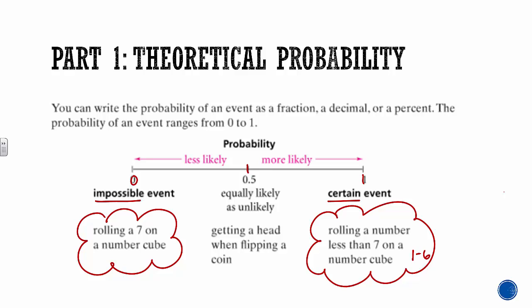If you have a probability of 1/2, 0.5, or 50%, that means it's right in the middle. Everything's equally likely. Getting a head when flipping a coin is just as likely as getting a tail. Both are a 50-50 chance.